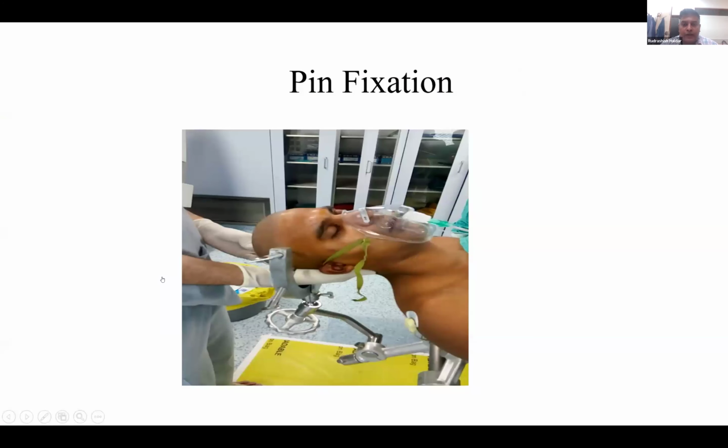Now, once the block has been administered properly and it has been allowed to set in, which takes around 15 to 20 minutes, we can see that even during pin fixation, which, as we all know, is an intensely noxious procedure where there is a sudden surge of hemodynamics and sympathetic overshoot, we find that if the block has been placed properly, vital parameters during this procedure remain extremely controllable.